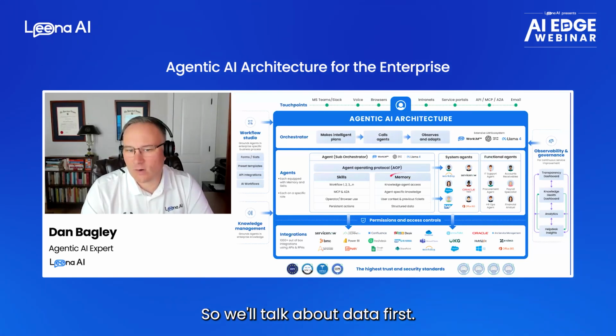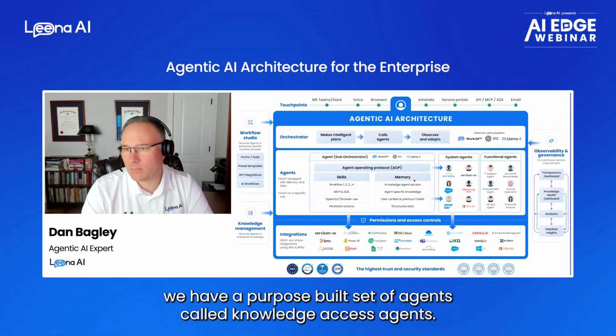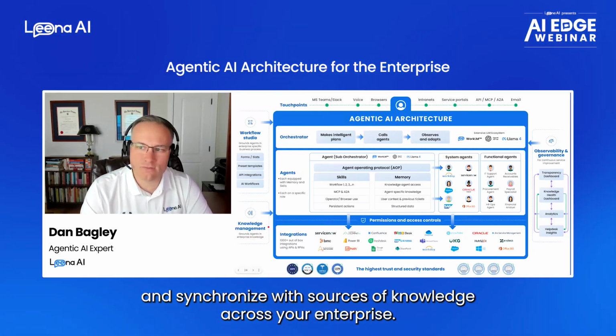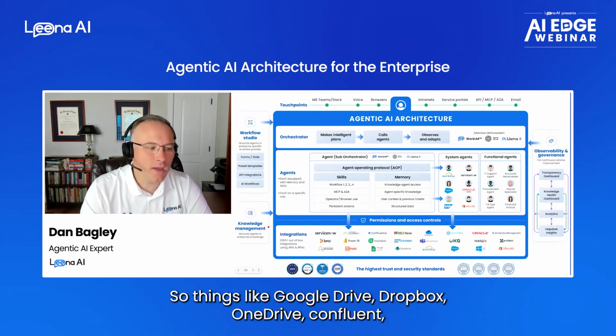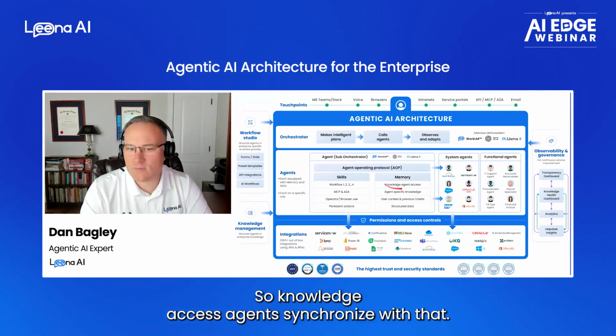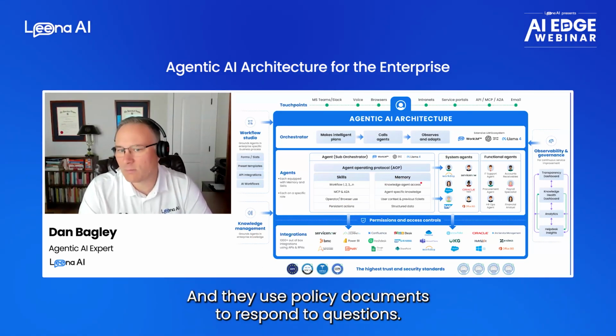So let's talk about data first. First of all, we have a purpose-built set of agents called knowledge access agents. These knowledge access agents actually go out and synchronize with sources of knowledge across your enterprise. So things like Google Drive, Dropbox, OneDrive, Confluence, ServiceNow, Zendesk, other places where knowledge might live. Knowledge access agents synchronize with that, and they use policy documents to respond to questions.